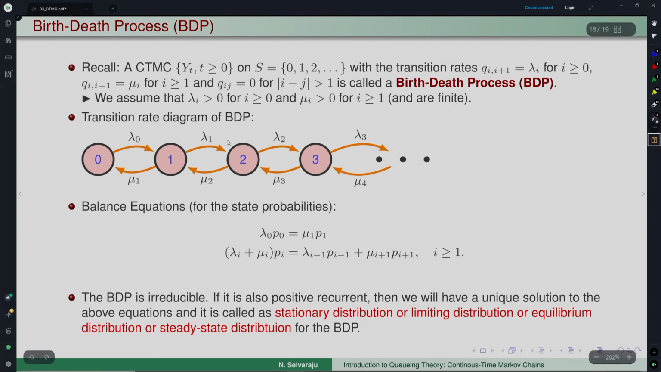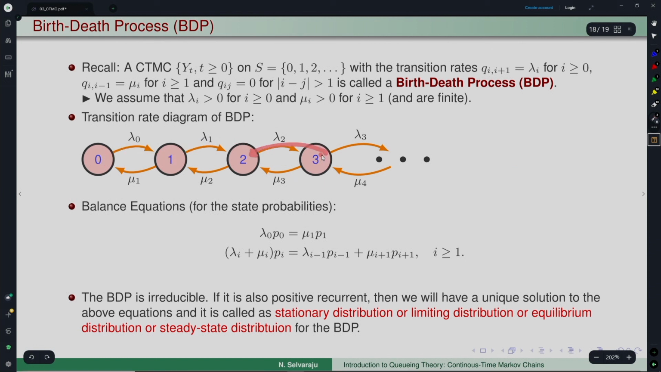Since these rates are all strictly greater than 0, the boundedness condition is satisfied, and with strictly greater than 0 for all i's, this ensures that all of these states are communicating with each other. That means that starting from 0, I can go to 1, I can go to 2, I can go to 3.